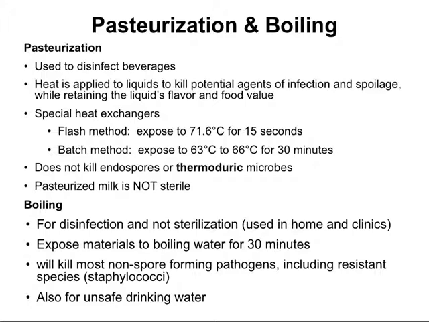The flash method exposes the liquid to 71.6 degrees C for only 15 seconds, and the batch method exposes it to 63 degrees C or 66 degrees C for 30 minutes. The flash method seems to be preferred because it's less likely to change the flavor or the nutrient content of the substance. Both means are effective at inactivating most viruses and destroying the vegetative states of most bacteria and fungi. However, not the endospores.